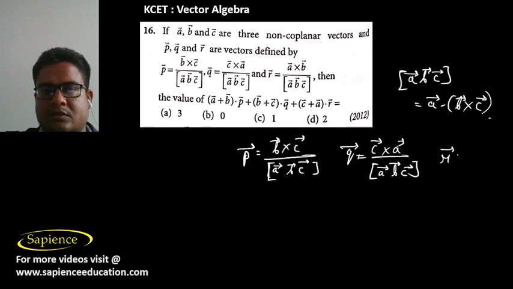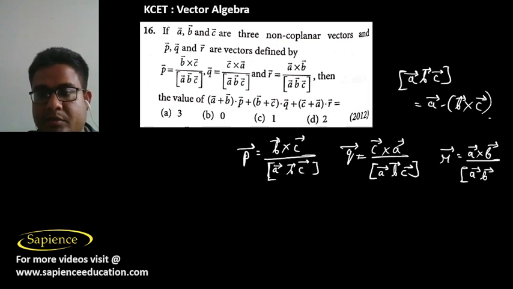And R vector is given as A cross B divided by the box product of ABC. The value of A plus B dot P, plus B plus C dot Q, plus C plus A dot R is asked.